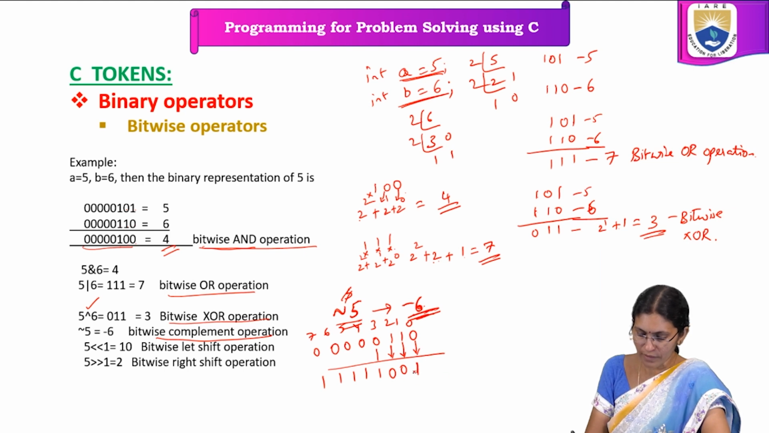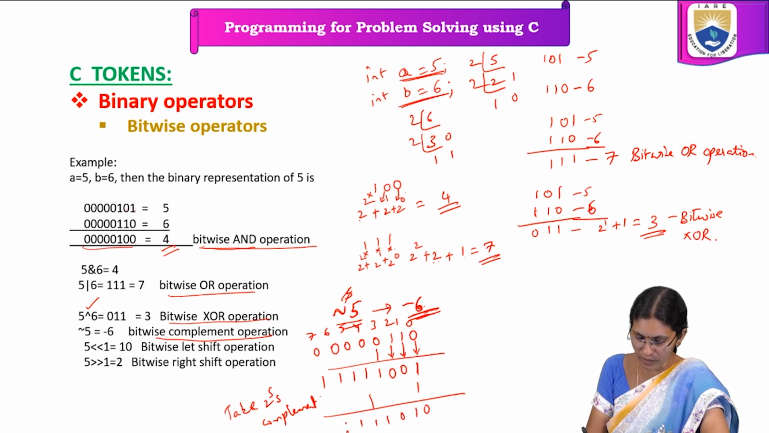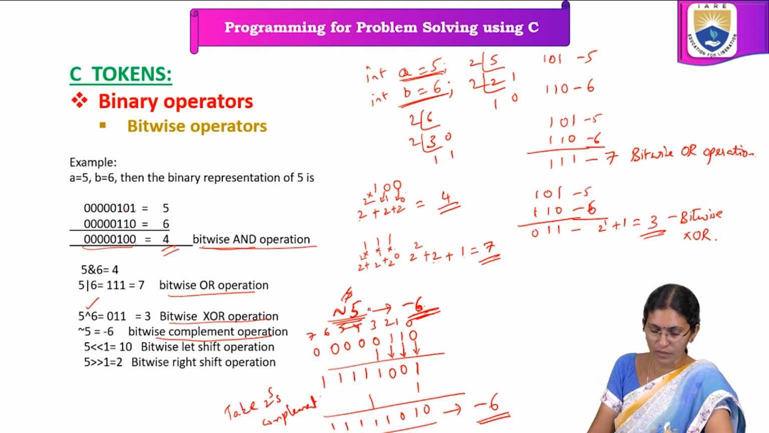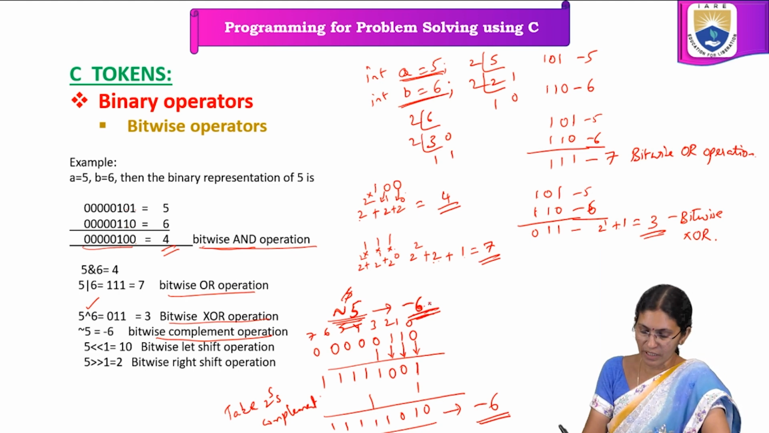Then take the 2's complement. Taking the 2's complement means you have to add 1. The last bits are 0 1 0, and the remaining all the places will be 1. So this will be equal to minus 6. In this way, when you apply the bitwise complement operator, you will get minus 6. This is the process of how minus 6 is stored in memory.